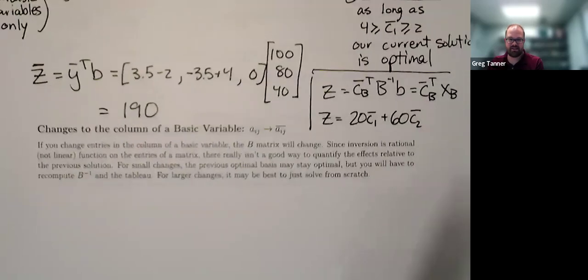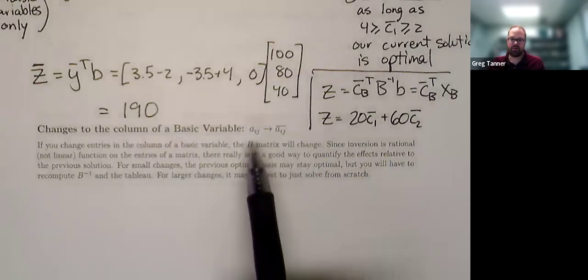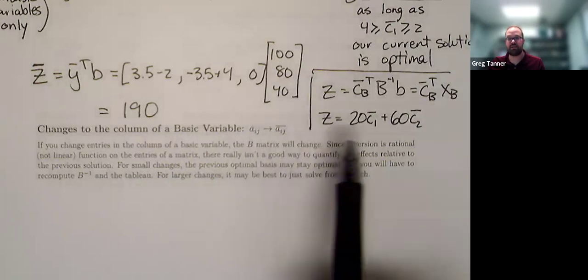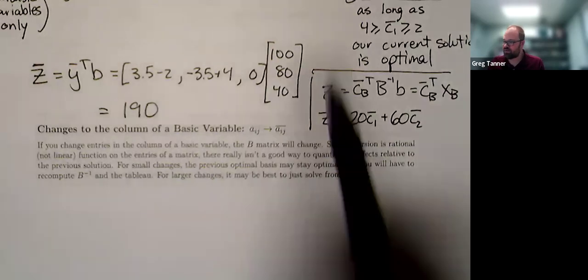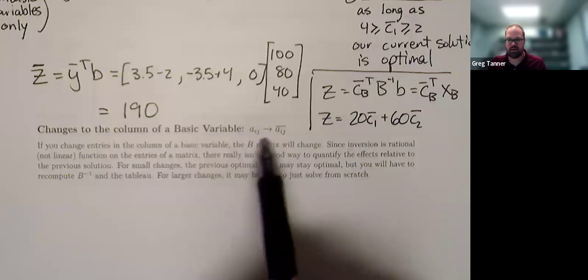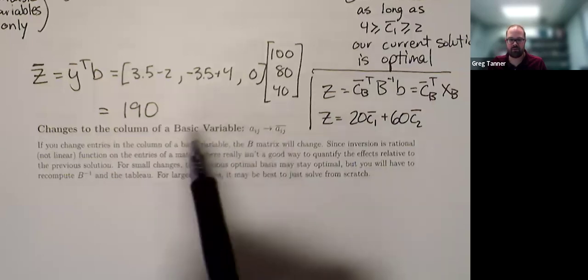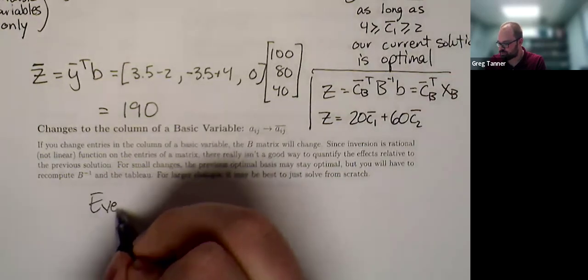Okay, so that's changes to the objective row for a basic variable. What about changes inside the column for a basic variable? Well, if you change inside the column for a basic variable, then you change the B inverse, and the B matrix is going to need to be inverted. Inversion is not a linear transformation. Whereas with the previous ones we've ended up with nice linear inequalities, if you make changes to the values in the columns of a basic variable, then essentially everything changes.